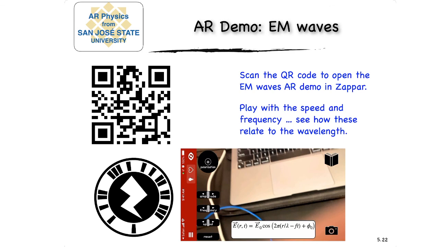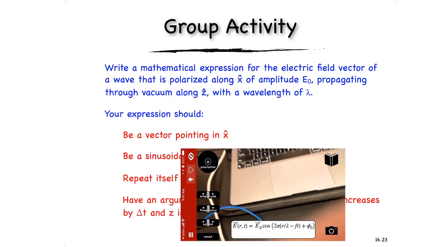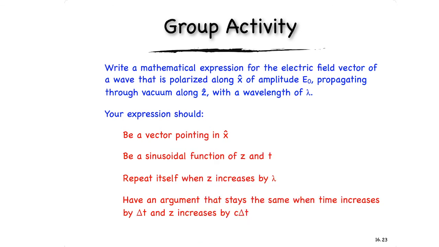Okay, so the last thing I would like you to do is to work with your neighbors to try to write down an expression for a traveling electromagnetic wave that has the following properties. It has an electric field amplitude of E naught, polarized along the x direction, propagating through vacuum along the z direction with a wavelength of lambda. So you're to come up with an expression for an electric field that has these properties. And here's a few hints for your expression. It should satisfy all 4 of these conditions.